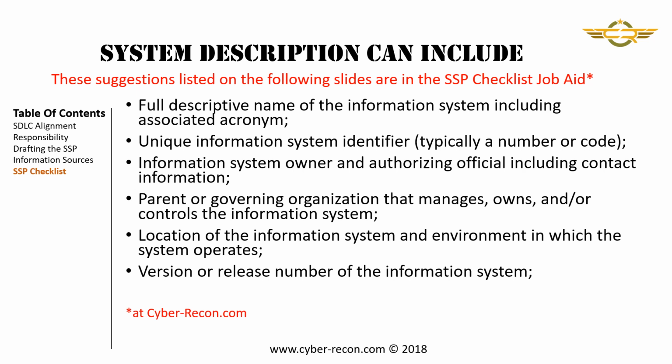This includes the descriptive name of the information system and the acronym, the unique identifier, who the people are that will be working around or approving the system, including the information system owner and the authorizing official and their contact information, what the parent governing organization is that manages or owns the information system, locations of the information system and the environment in which it will operate, and the version or release number of the system.